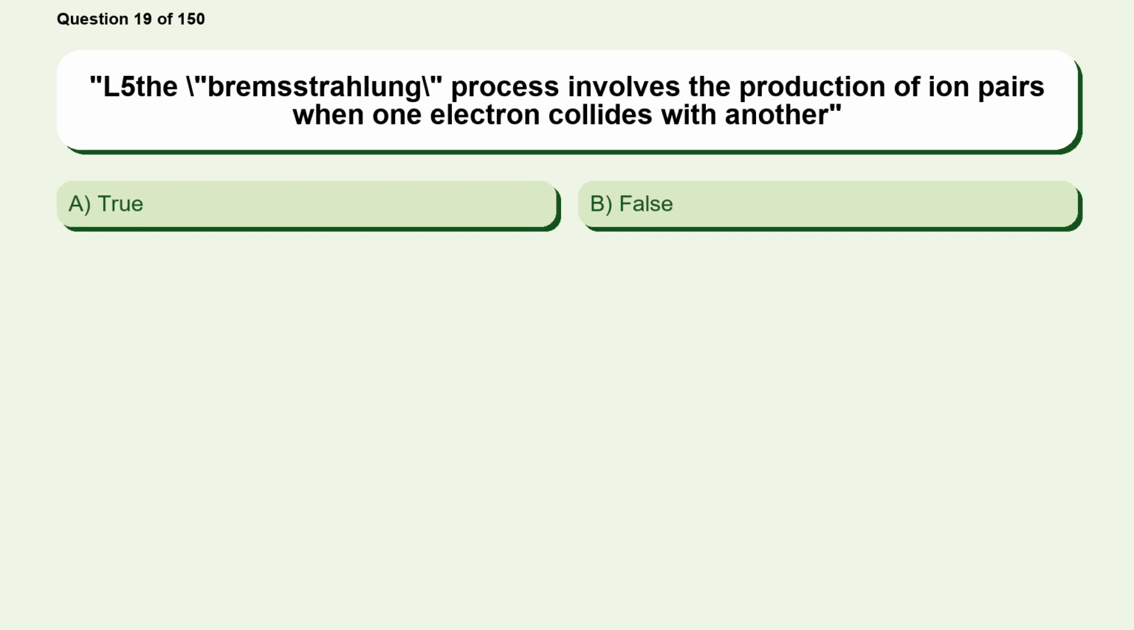Question 19. The Bremsstrahlung process involves the production of ion pairs when one electron collides with another. Option A, true. Option B, false. The correct answer is option A, true.